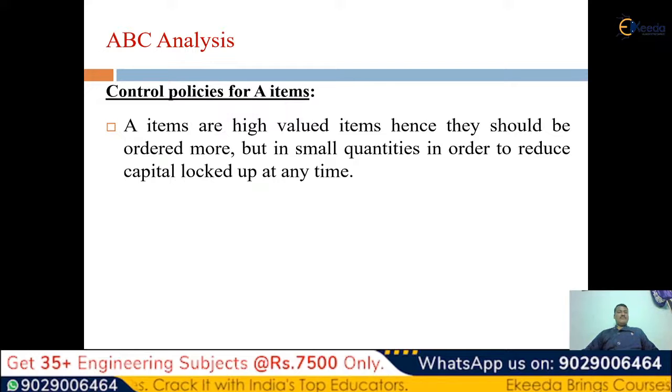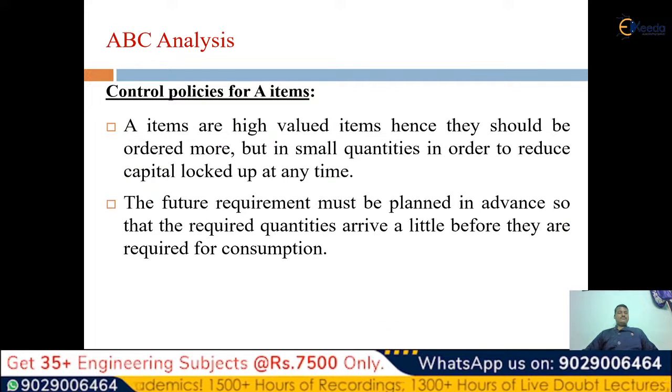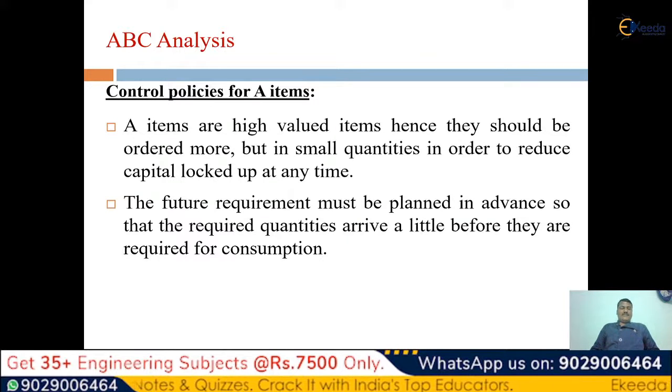So how do we handle A items? A items are high valued items, hence they should be ordered more often, but in small quantities. When they are required, they are in hand and immediately utilized, so that they reduce the capital which is locked up at any time. The future requirement must be planned in advance so that the required quantities arrive a little before they are required for consumption. Since the quantities are small, we need to plan and order them in advance so that they are ready whenever required for consumption.